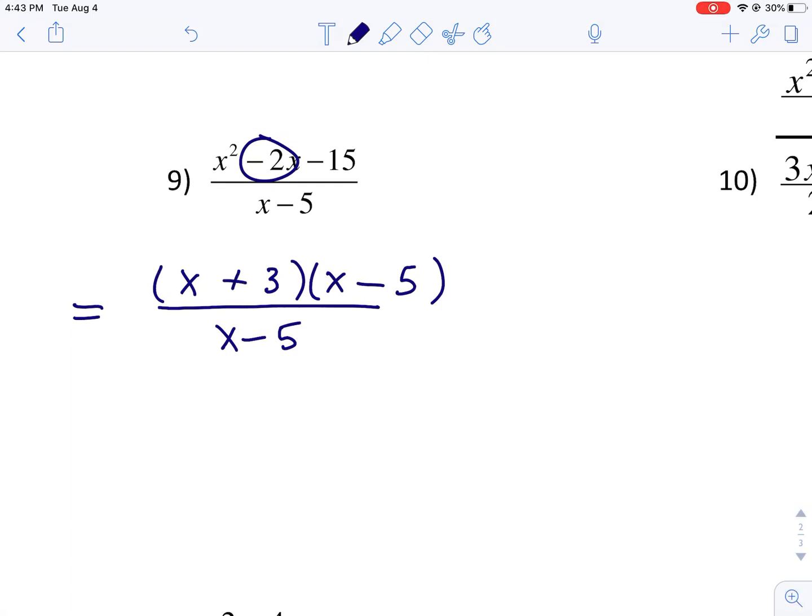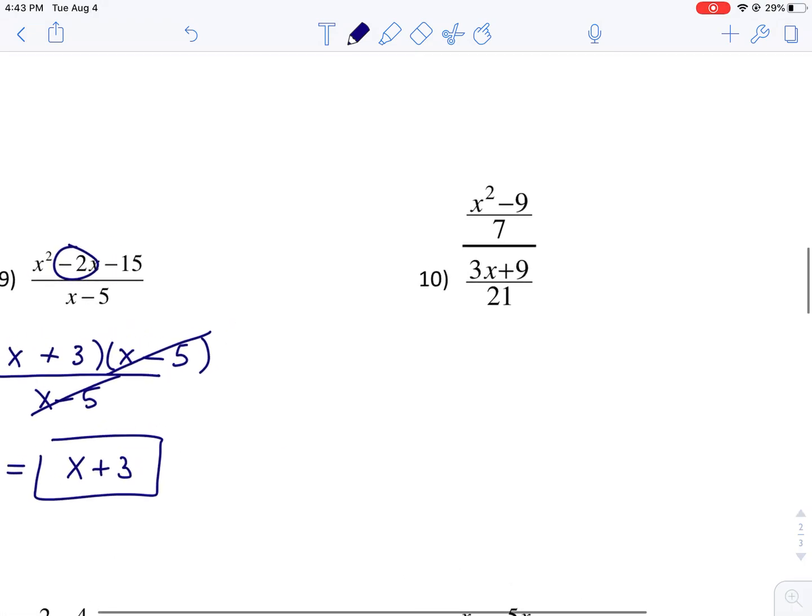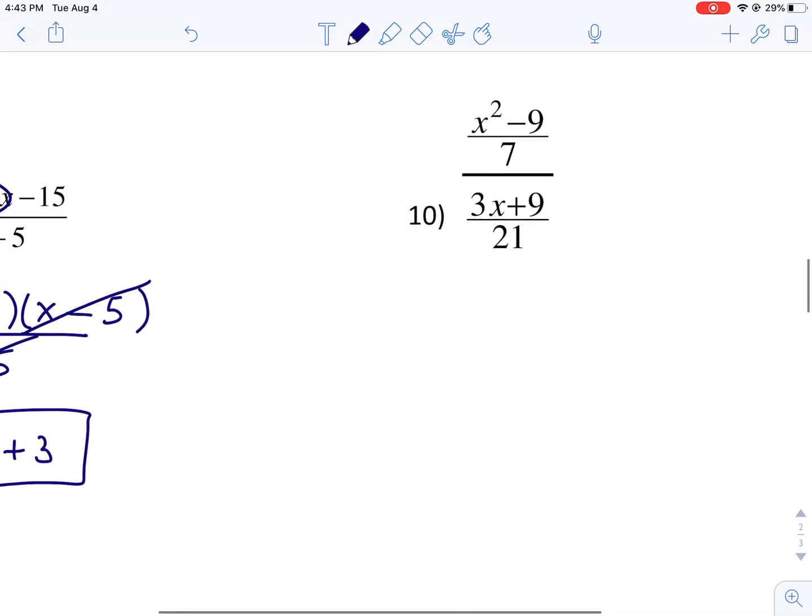And like a little Christmas miracle, what cancels out? The x minus 5s. And I'm left with x plus 3. Circle it because you're happy you got one correct. Man, look at this. All right, I got factoring, but I also got a division problem. Man, who made this up?